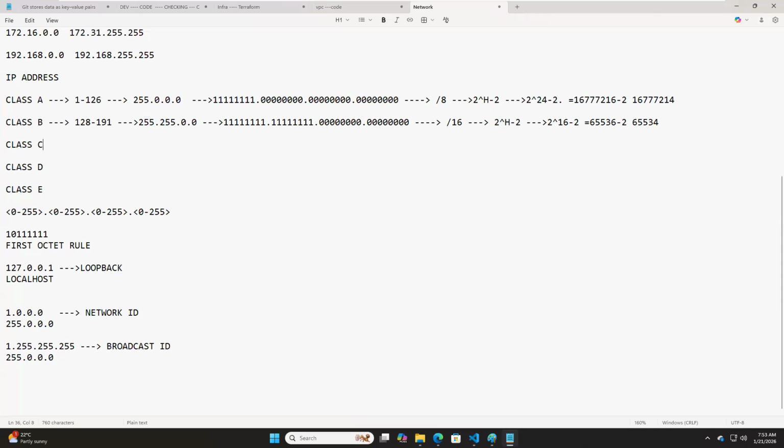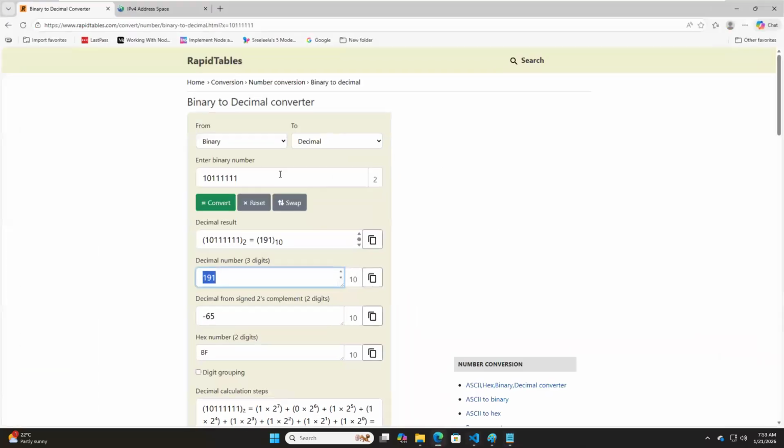And class C: after 191 you will have 192 to, in the first octet, if you convert the third bit into 0, then you get a number. That is 223.